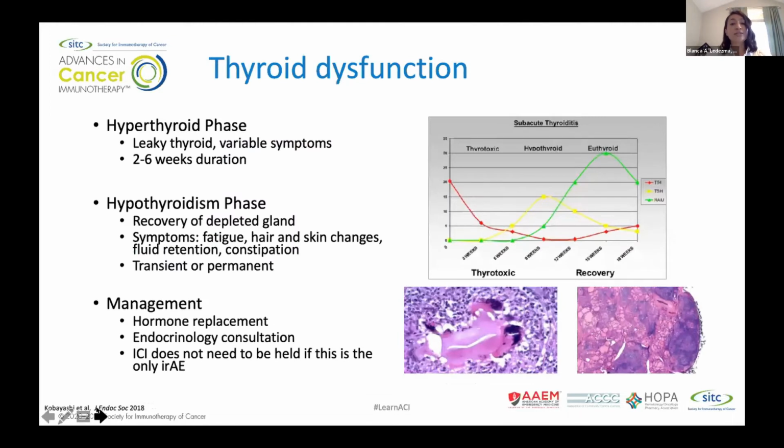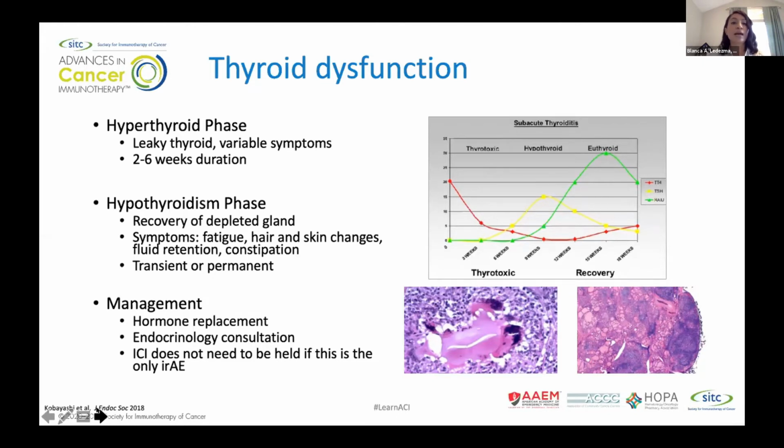Thyroid dysfunction. Thyroid dysfunction is something that we can see. We could either see hyperthyroidism or hypothyroidism, or we may initially see hyperthyroidism followed by hypothyroidism. With hyperthyroidism, you get this leaky thyroid. Patients can be symptomatic with tachycardia and weight loss, and we can do some symptomatic management with a beta blocker if they have tachycardia. Of course, get endocrinology involved to help us manage these patients further. And the duration is typically 2 to 6 weeks.